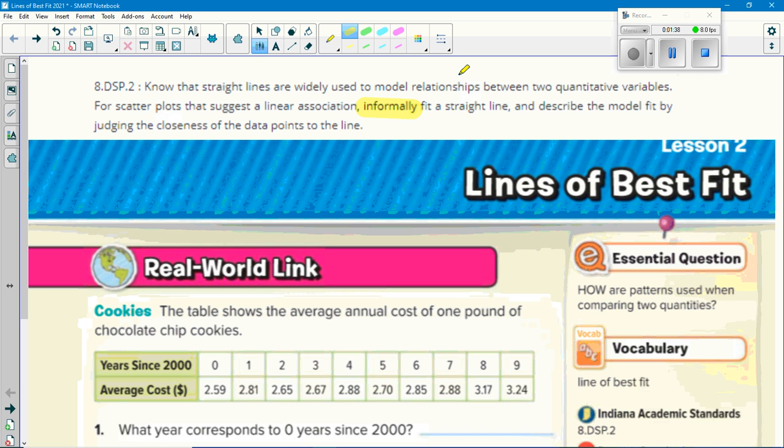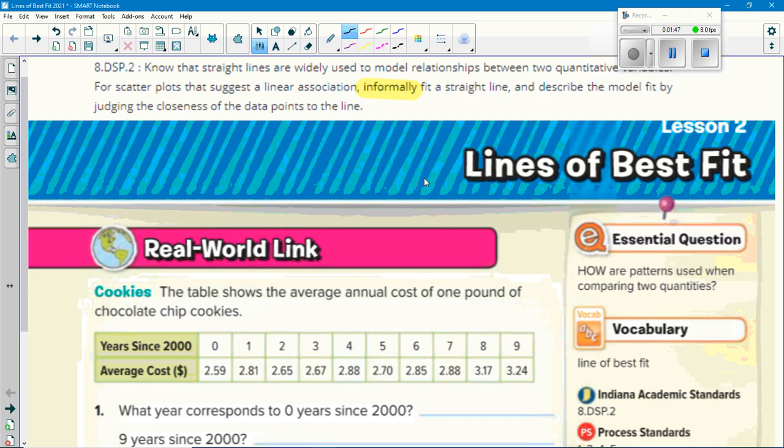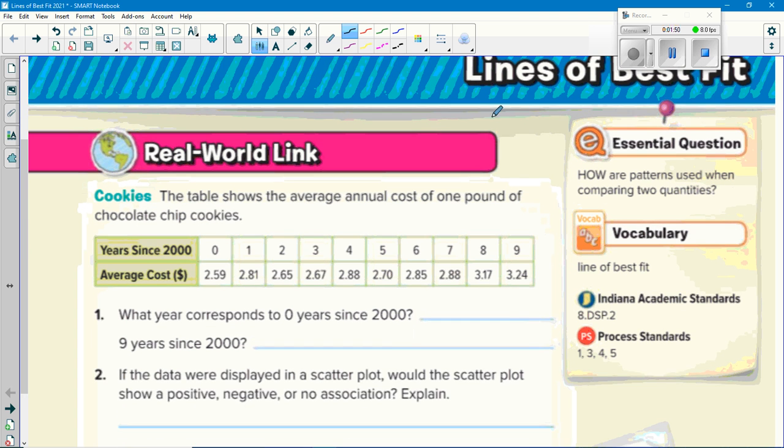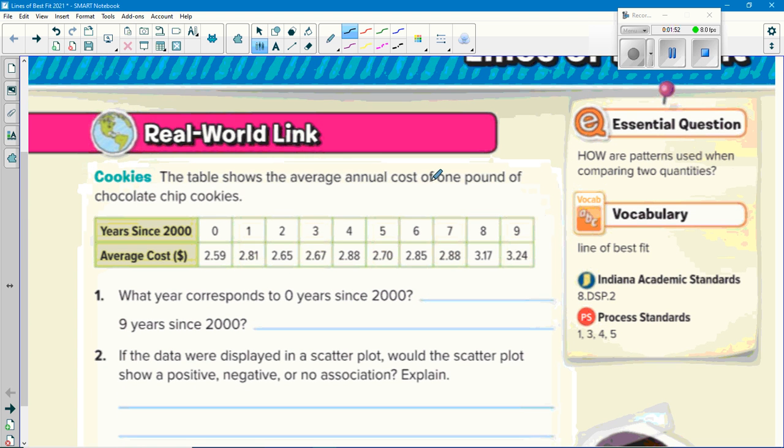Okay, so let's take a look at some questions here real quick. Just kind of rolling into it. Okay, let's just read out of our book. It says, this table shows the average annual cost of 1 pound of chocolate chip cookies. It says years since 2000. You got year 0, 1, 2, 3, 4, 5, up through 9. And you got the prices from 2000, $2.59. And it changes each year. You can see it's the average.